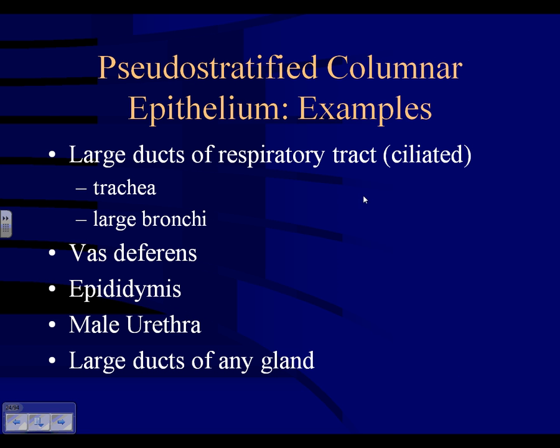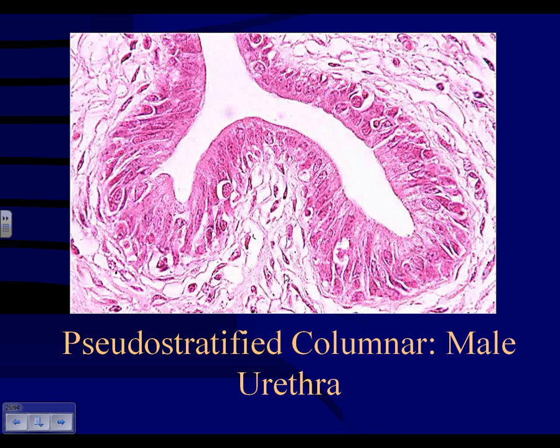All right, so pseudostratified columnar is not as common, but you see it in the large ducts of the respiratory tract fairly frequently because FNA of the lung and lung masses is very, very common. So this is something that as cytologists we will encounter. You see it in the trachea and the large bronchi, in the vas deferens, epididymis, and the male urethra, and really just large ducts of any kind.